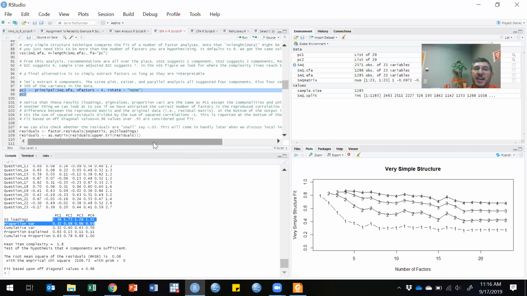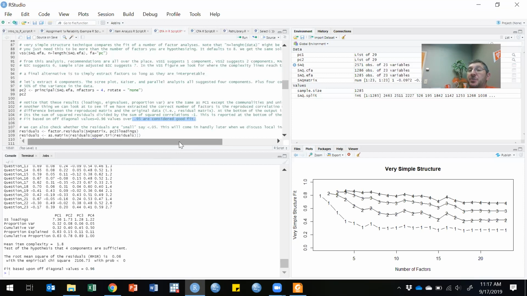So another thing we can look at is how well this extraction, this principal component analysis, fits the observed data. We get one model-based fit statistic. Here we have the fit based on the off-diagonal values, and typically we want this to be over 0.95. Ours is 0.96, showing that it's a good fit.